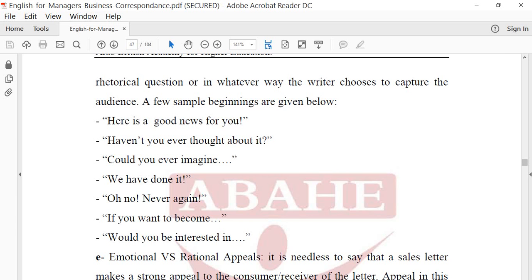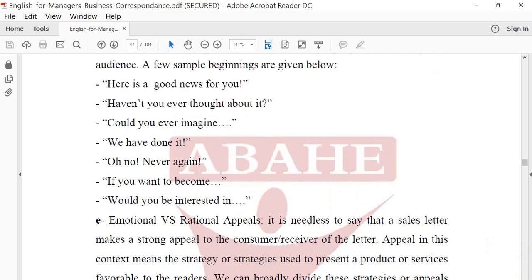to want to read your sales letter. For example, you have to say, here is good news for you. Haven't you ever thought about it? Could you ever imagine? We have done it. Oh no, never again. If you want to become, would you be interested in? So such phrases make the reader curious to read the rest of the article.